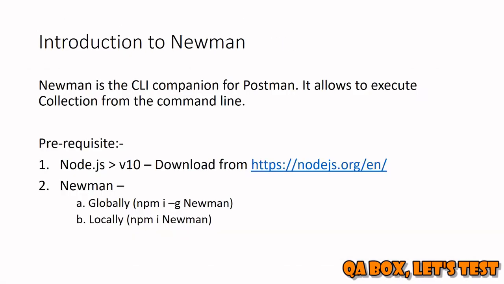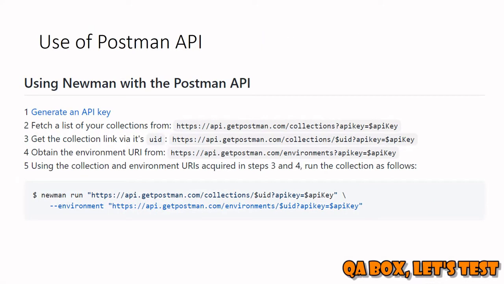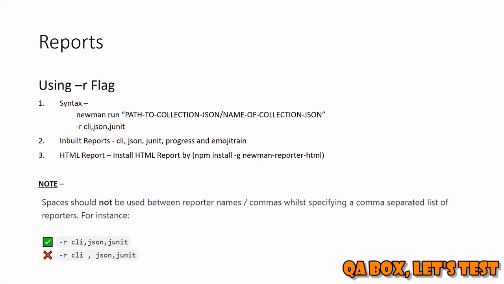So let's move on to our report slide. Here you can see how we can generate a report using the -r flag. The syntax is pretty much the same: newman run, the path of your JSON collection and the name of the collection. If you are using any environment, then use -e and provide the path or the URL of your environment variables, and then using -r you can provide the name of the report that you want to generate. These 5 reports are inbuilt into Newman.